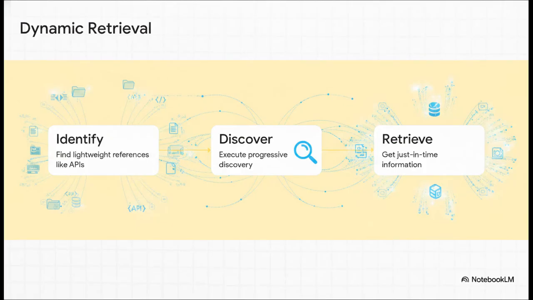Which brings us to Technique 3, Dynamic Context Retrieval. So instead of front-loading massive datasets like a traditional RAG system, modern agents act a lot more like detectives. They spot lightweight references like file paths or APIs, and they do progressive discovery. They dynamically grab just-in-time information exactly when they need it, which drastically cuts down on context pollution.